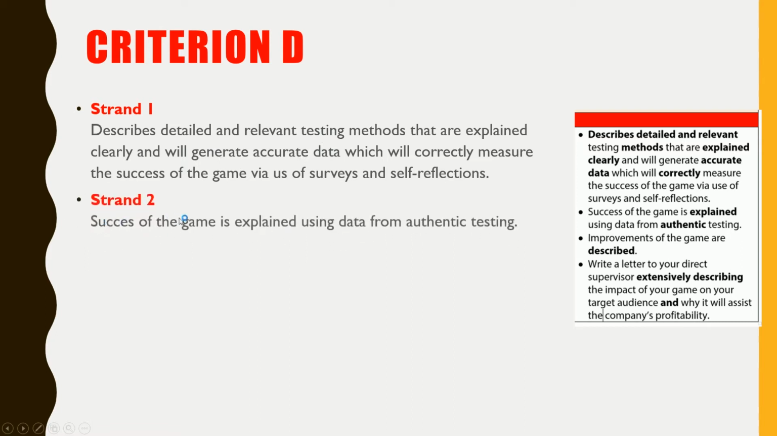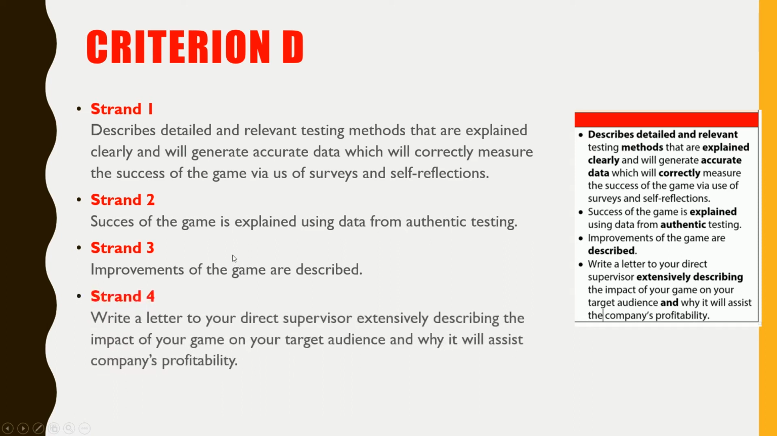Strand 2 is basically analyzing that, so the success of the game is explained using the data from authentic testing. So you go through and you review all the data that you found. Then strand 3, improvements of the game are described. Now if you're smart with your survey, you basically will be asking for any improvements from your peers, and then hopefully you can list here and describe what needs to be added.